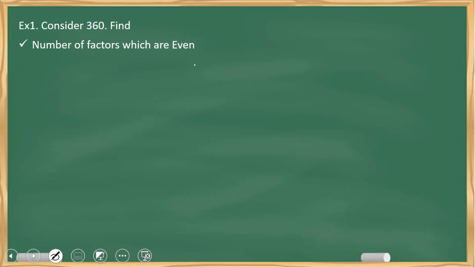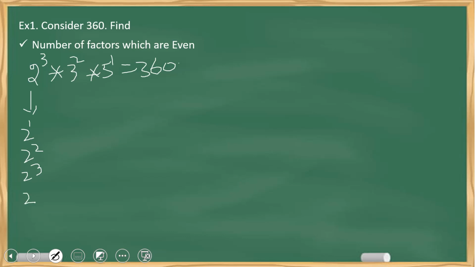Now come back to the number of even factors. 2 cube into 3 square into 5 power 1 is 360. Now how to find even factors? First, what are the factors of 2 cube? 2 power 1, 2 power 2, 2 power 3 and 2 power 0, right? And in 3 square, how many factors? 3 power 1, 3 power 2, 3 power 0. Next 5 power 1, 5 power 0.